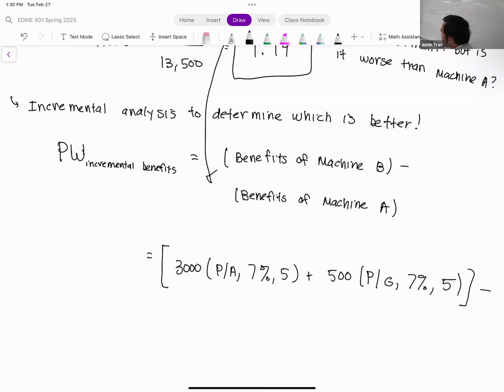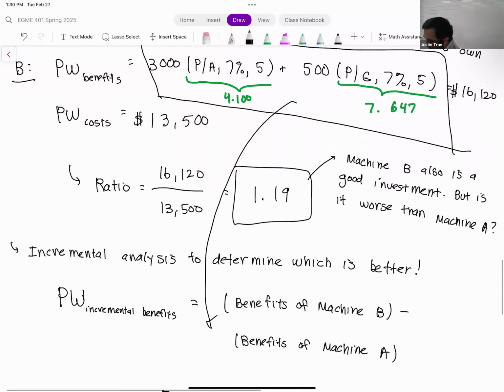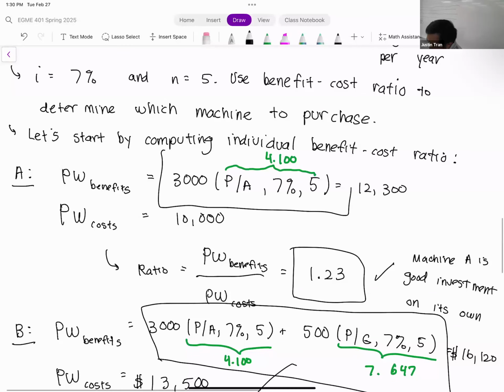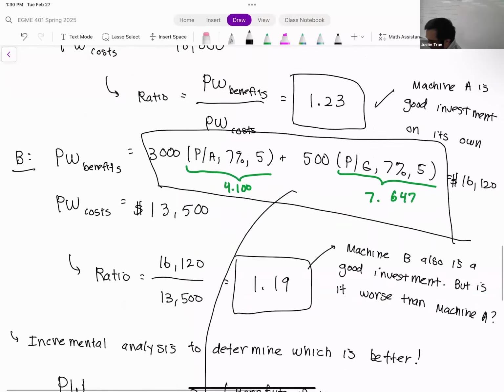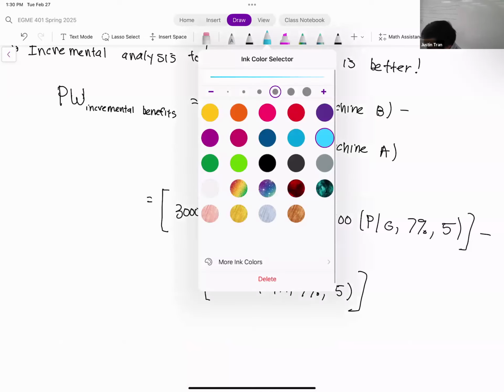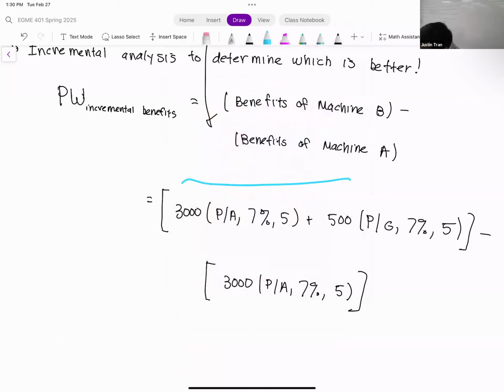From this, we're going to subtract the benefits of machine A. If we scroll back up to the top, for the benefits of machine A, we only have the 3,000 P over A, 7% and 5. So we have 3,000 P over A, 7% and 5.